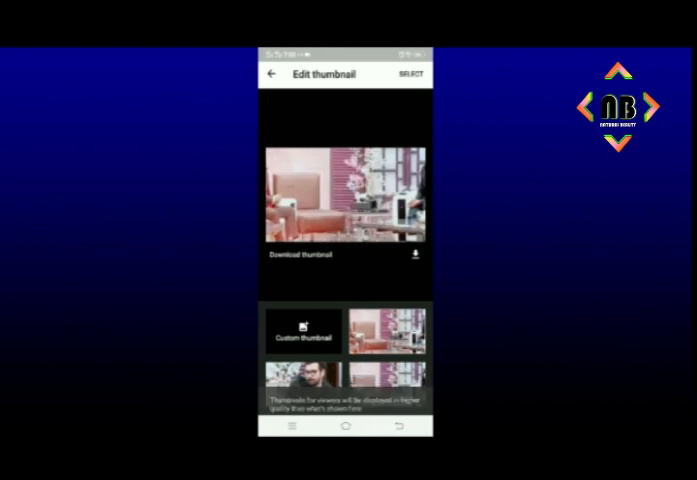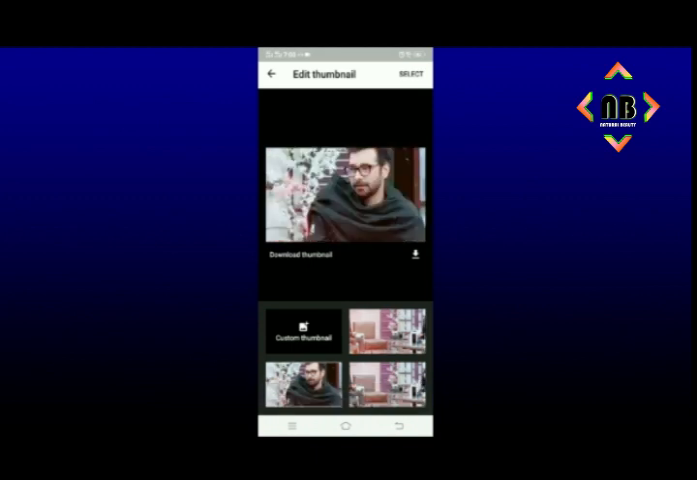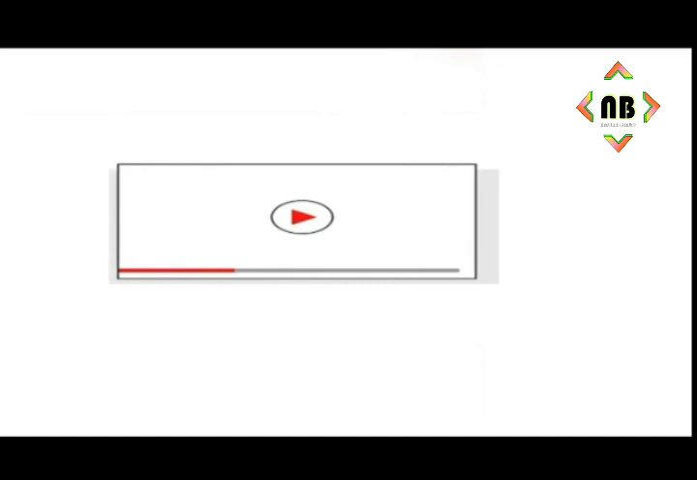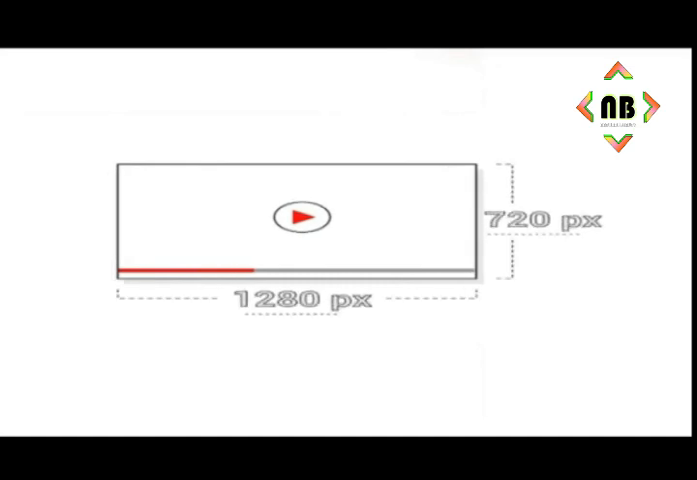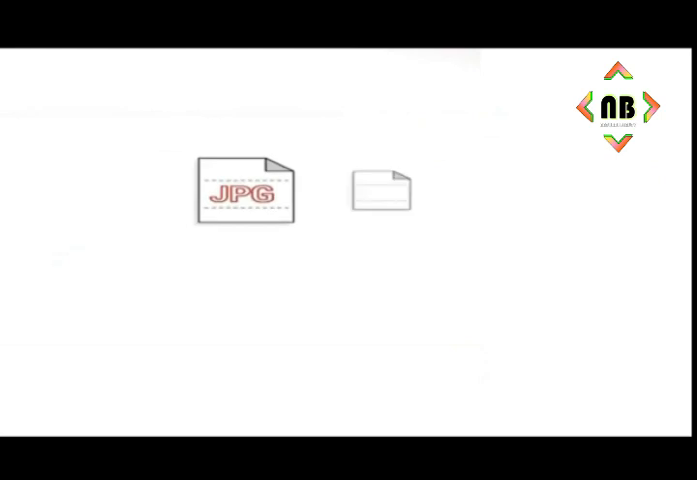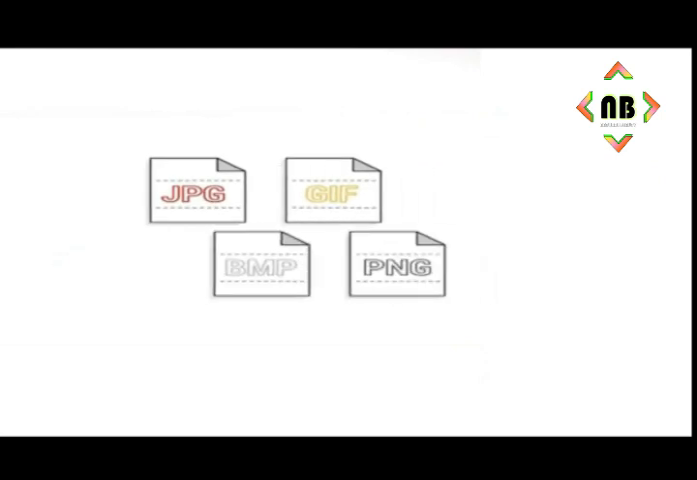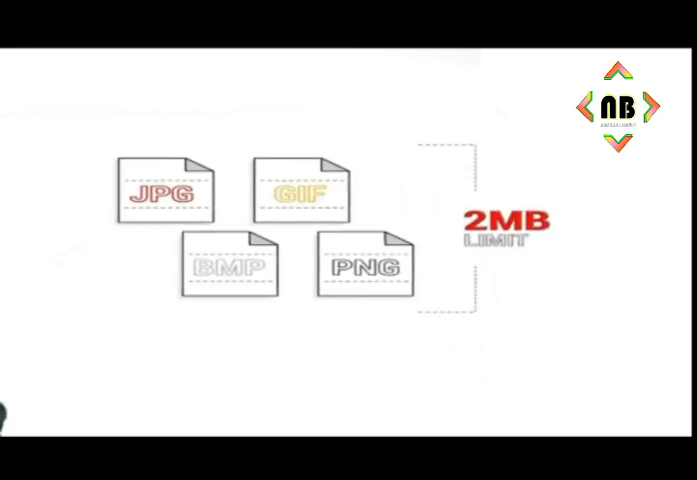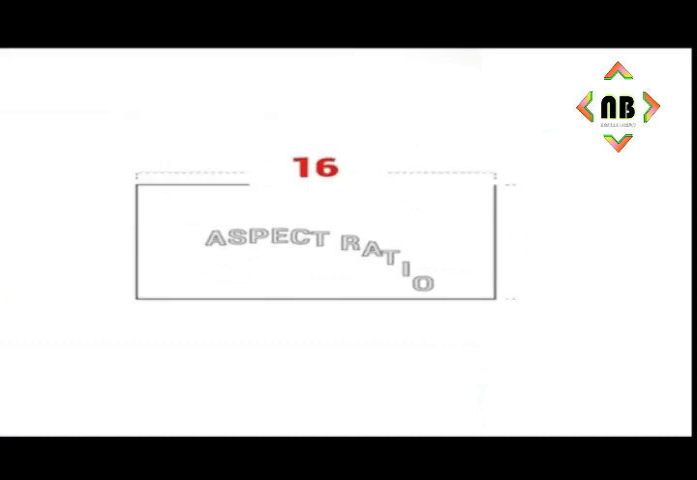If you're happy with one of the automatically generated thumbnails, there are a few file specs you want to keep in mind. The ideal file type is 1280 by 720 pixel resolution with a minimum width of 640 pixels. And JPEG, GIF, bitmap, or PNG image formats are supported under the 2 MB limit. These should have a 16:9 aspect ratio.